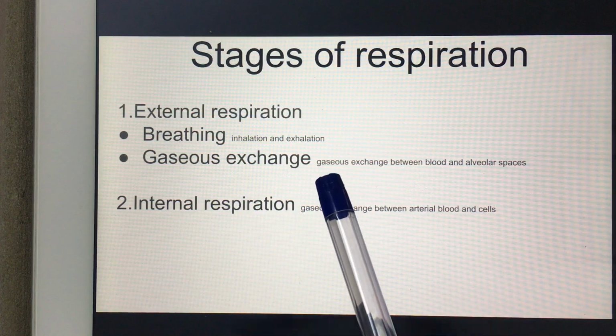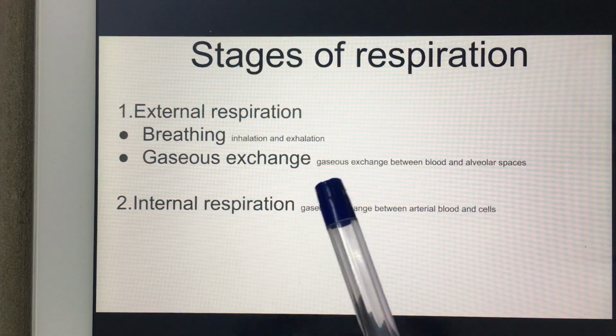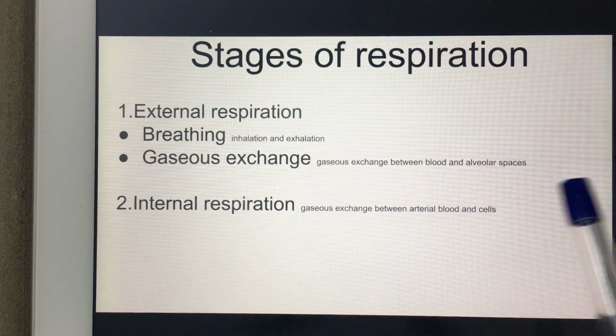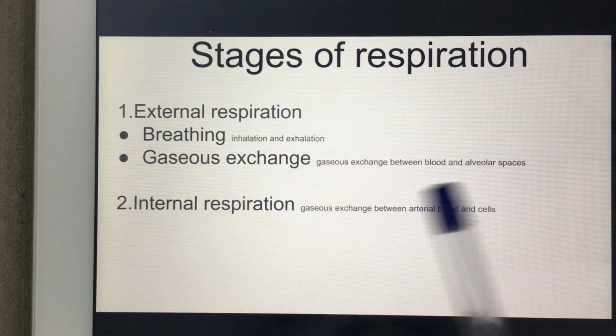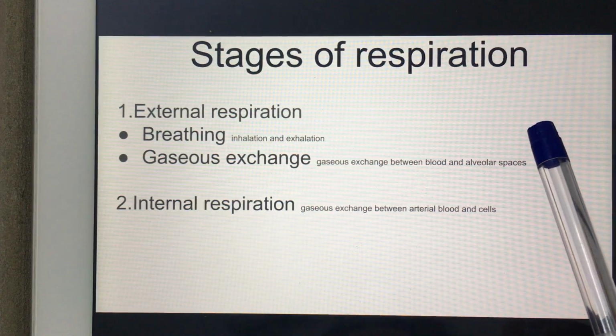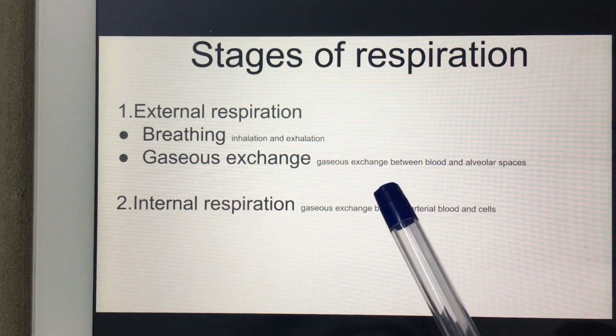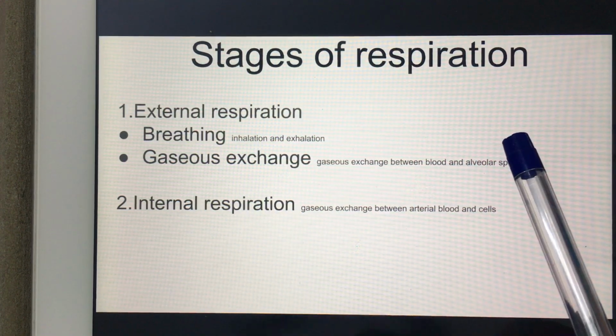Another part which comes under external respiration is gaseous exchange, which takes place in alveoli. Means between blood and alveoli there is gaseous exchange. From the alveoli, oxygen goes into the blood. From the blood, carbon dioxide comes into the alveoli.